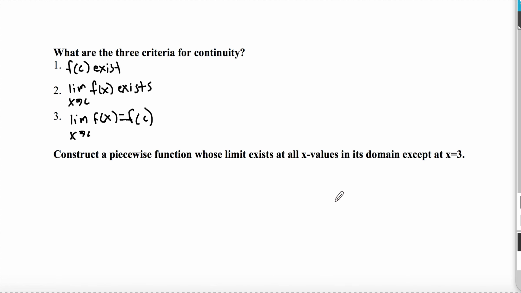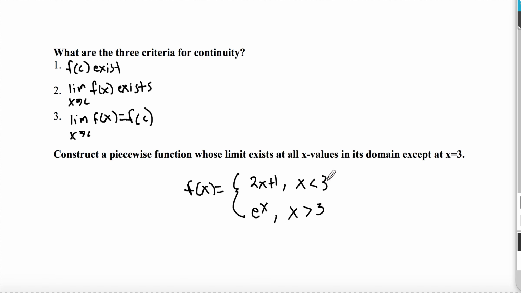As a fun little exercise, you can give yourself problems like this to do as well. Construct a piecewise function whose limit exists at all x values in its domain except at x equals 3. That can be fun. You can maybe make something like f of x equals, I don't know, we could do something as simple as 2x plus 1 as long as x is less than 3. And then we can say e to the x as long as x is greater than 3. And notice that this piecewise function has a limit for all values, except at x equals 3, right?